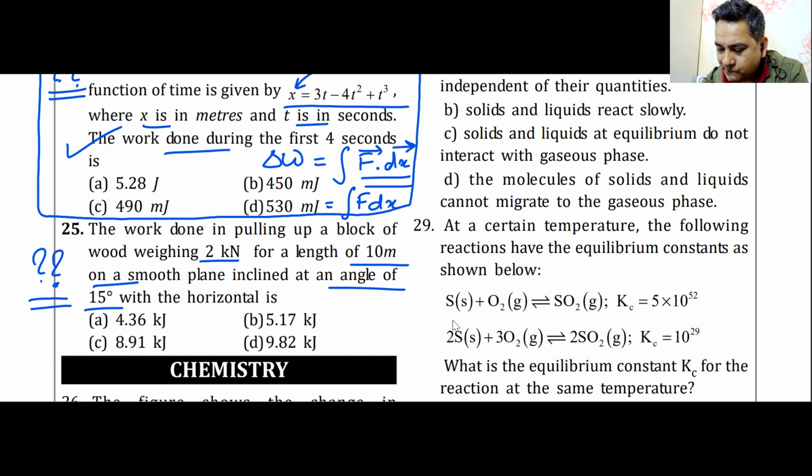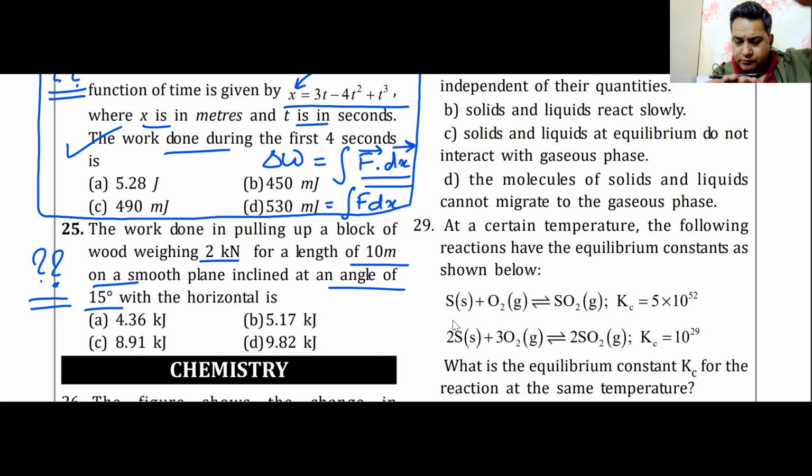Minus mgh. Why minus mgh and why not plus mgh, beta? Opposite to gravity. Yes, opposite to gravity. Why? We'll start with this point today.